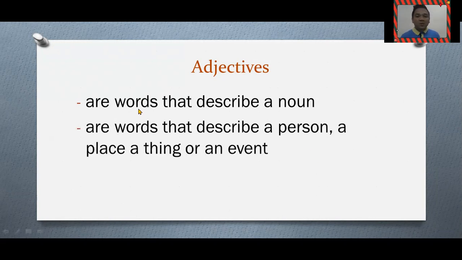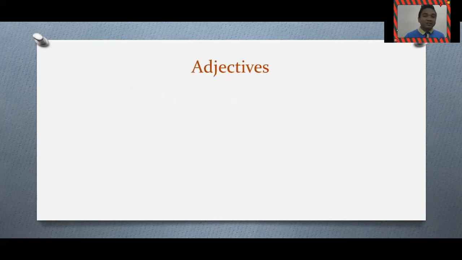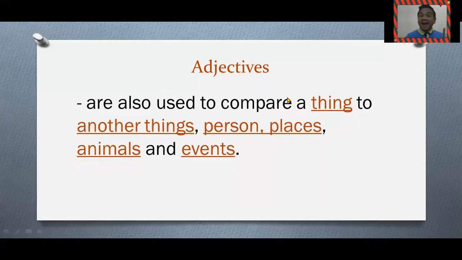Also, adjectives are words that describe a person, a place, a thing, or an event. So again, adjectives describe a person, a place, a thing, or an event. Now, adjectives also are used to compare a thing to other things, a person, places, animals, and events. So adjectives are used to compare. So when I say compare, what can you say about this one to the other object or to other nouns?